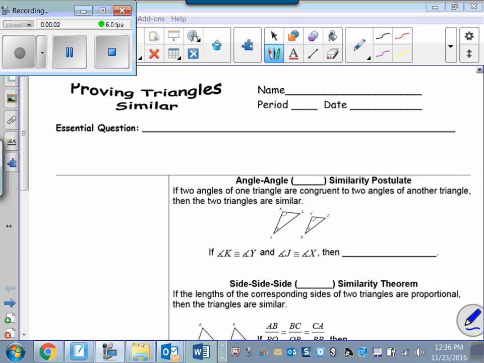Today we're going to learn some postulates and theorems to help us prove that triangles are similar. So once again, we're no longer going to have to prove that all the corresponding angles are congruent and all the corresponding sides are proportional. These theorems and postulates give us some shortcuts.